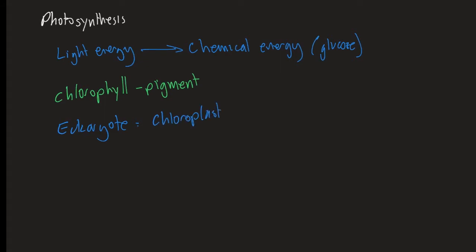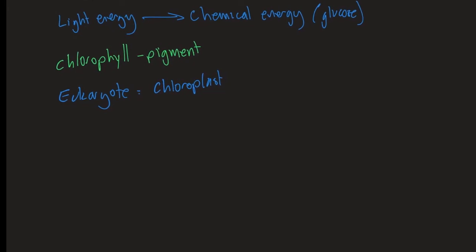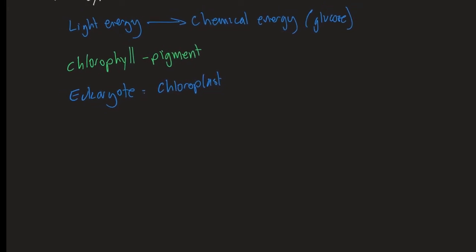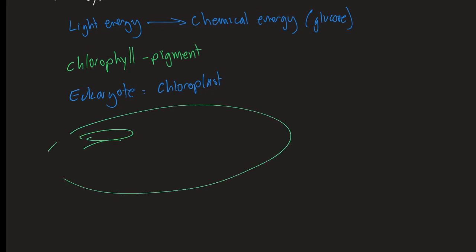Now the chloroplast is a double membrane organelle and looks a bit like this. So you'll see that it has these stacks again of other membranes. Now, each of these stacks is actually called a granum, and plural is grana, and each of these discs is called a thylakoid.